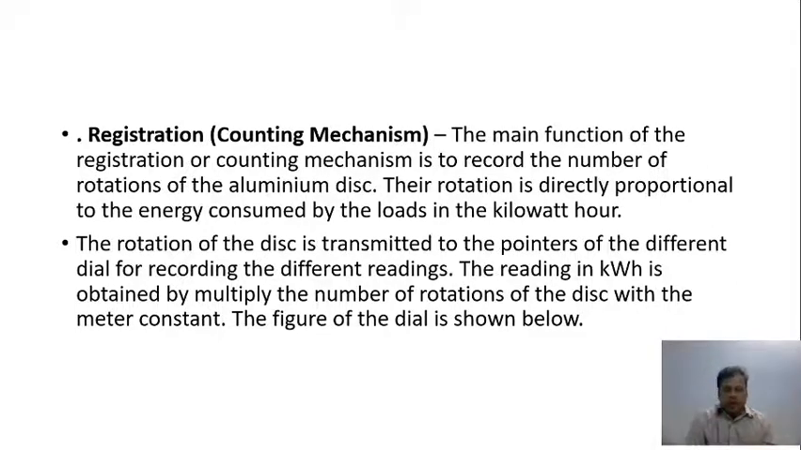Registration or counting mechanism. The main function of the registration or counting mechanism is to record the number of rotations of the aluminum disc. Their rotation is directly proportional to the energy consumed by the loads in kilowatt hours. The rotation of the disc is transmitted to the pointers of the different dials for recording the different readings. The reading in kilowatt hours is obtained by multiplying the number of rotations of the disc with the meter constant.